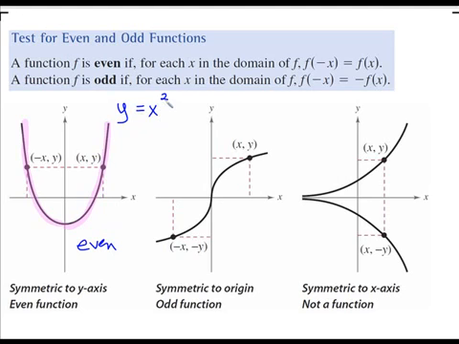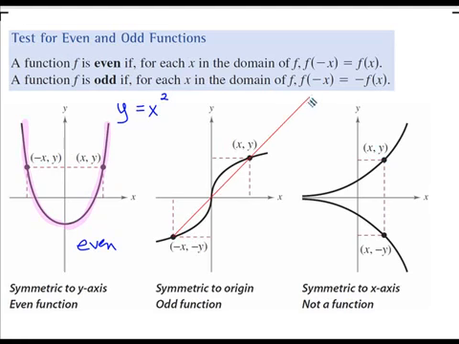Well, the squared is an even number, right? So we know the parabola, which we know is symmetrical to the y-axis. Since x squared is even, this is an even function. Okay. Now, odd functions are symmetrical to the line y equals x.